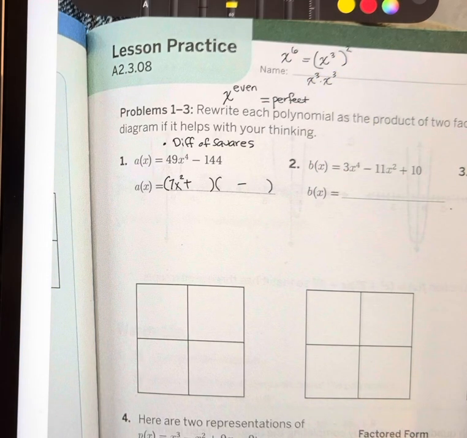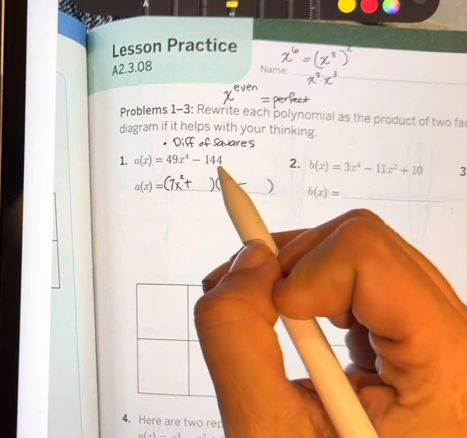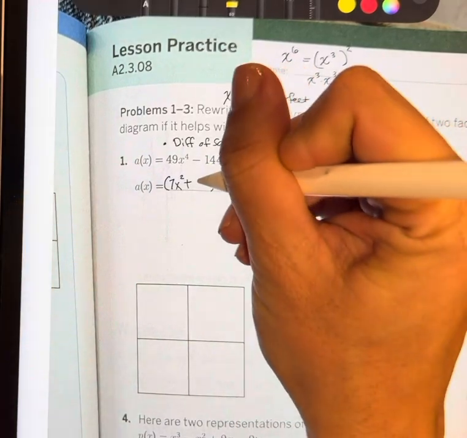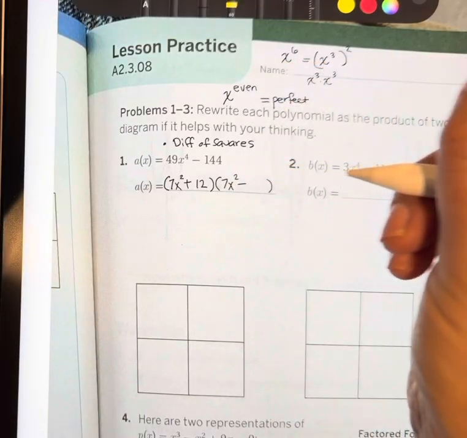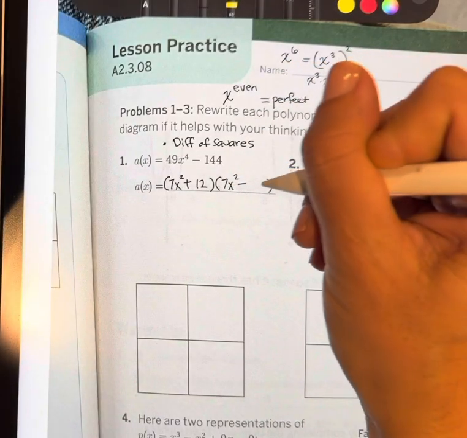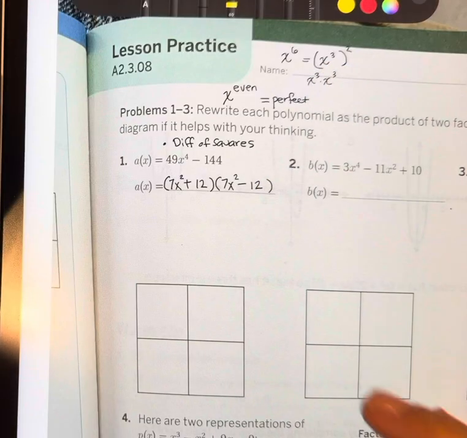Okay. And then 144, square root of 144 is 12. So we have 7x squared plus 12. We have 7x squared minus 12. And that's it.